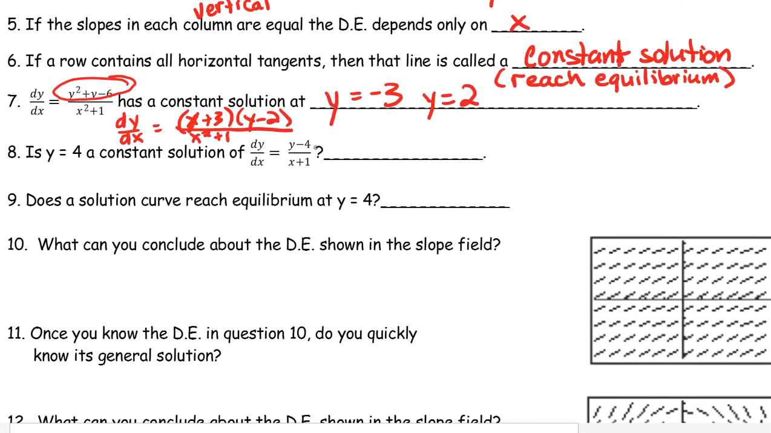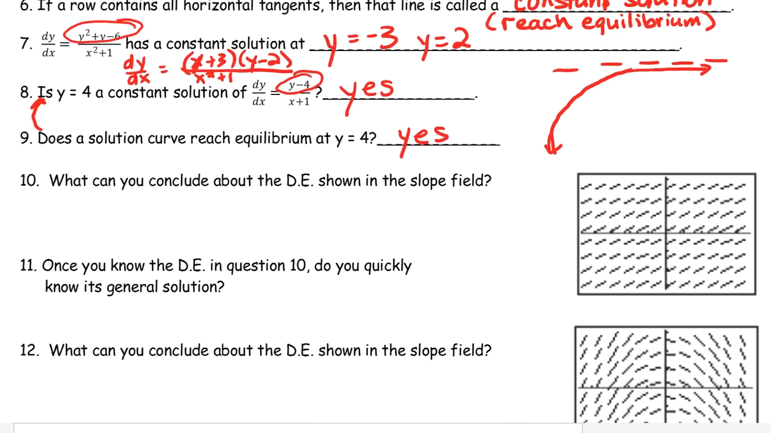Is y equals 4 a constant solution of this equation? Does it make the derivative equal to 0? Yes, it does. So does a solution curve reach equilibrium? I assume this is referring to the previous question. So when it reaches that row of horizontal tangents, remember you might have a solution curve that's rising, but then on your slope field, once it hits those horizontal tangents, then it's going to level off and reach an equilibrium state. All right, so some quick reminders here.